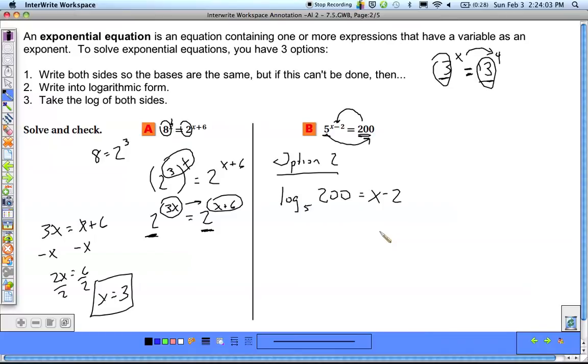We need to solve or simplify this log base 5 of 200. Again, since it couldn't be rewritten as something nice up here, it's not going to be able to be written as something nice down here. So our only option that we have to solve this one is to use change of base.